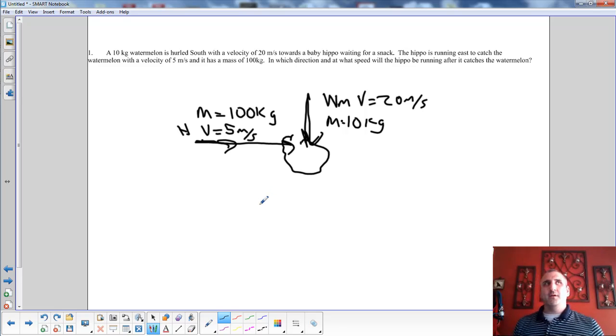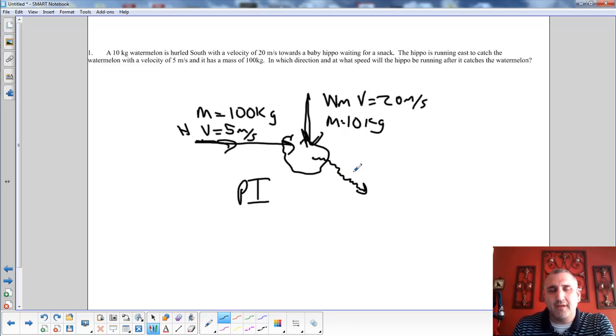And what kind of collision that is will determine how we handle this problem. Well, if the watermelon goes into the hippo's mouth, and the hippo eats the watermelon, the hippo is going to gain 10 kilograms of mass, and this is going to be a perfectly inelastic collision. So that's the first thing we need to know. And the thought is that the watermelon and the hippo are going to go off somewhere in this general direction. I don't know exactly which direction, but if we're dealing with a vector that's going down and a vector that's going to the right, you're going to end up with a resultant vector that goes down and to the right.